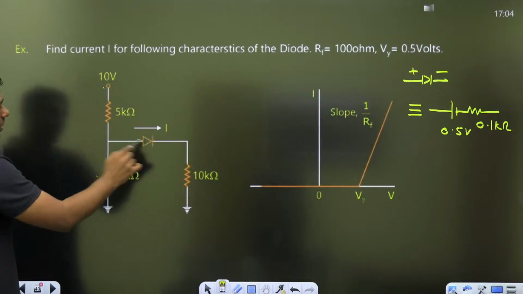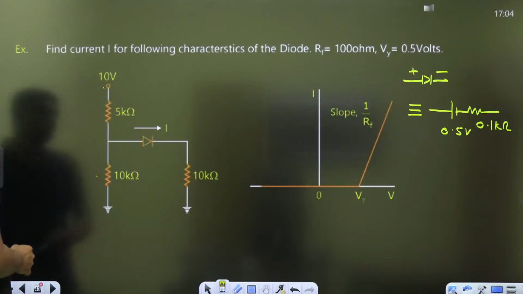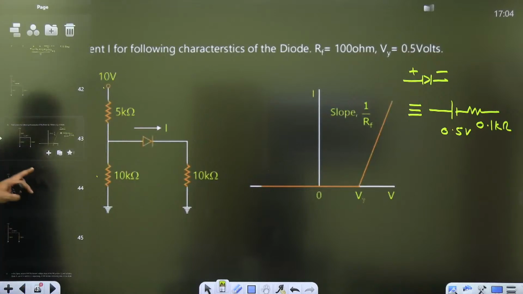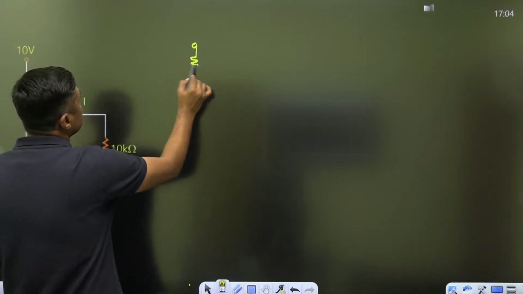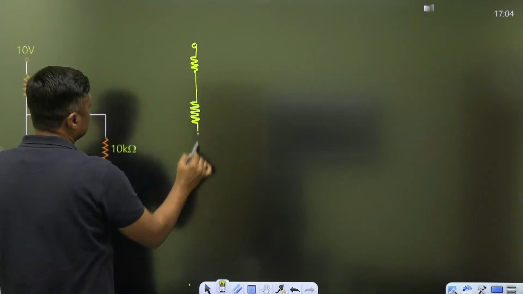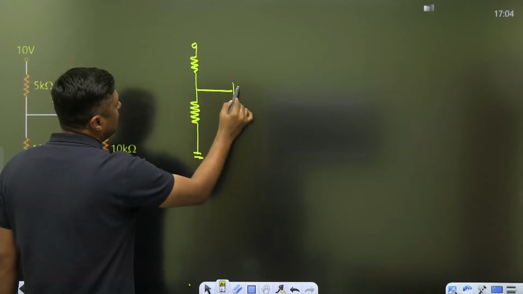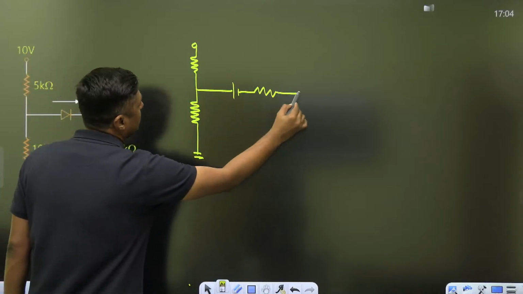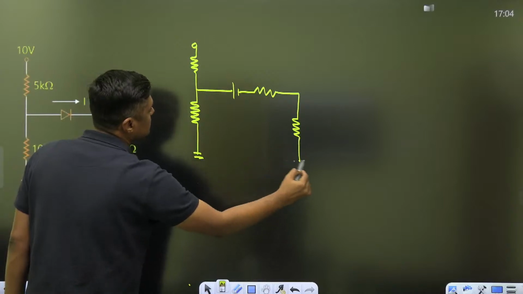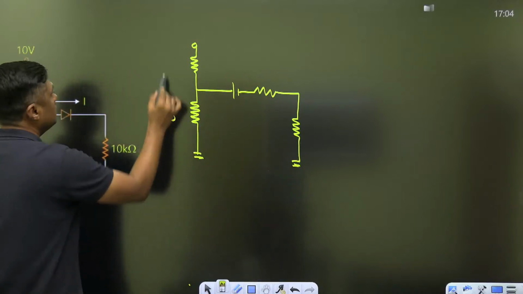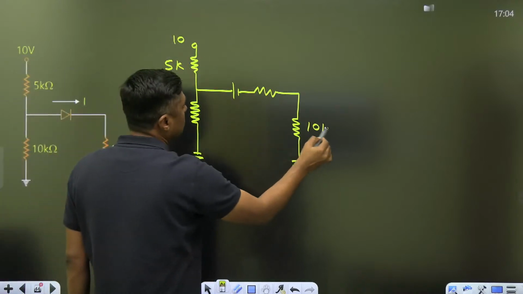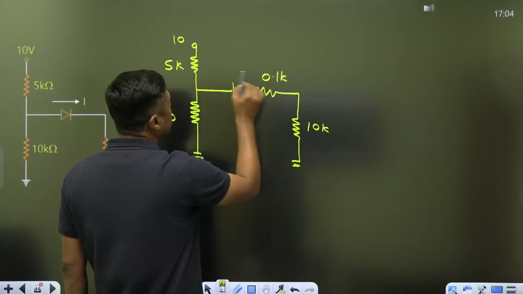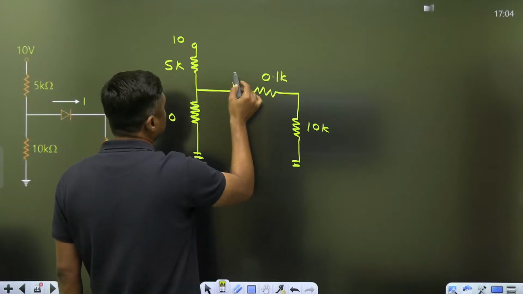Because of this 10 volt battery, the diode is on. So what is the practical condition? You have to replace this diode by V gamma and one RF, and then this resistor. This is the 10 kilo ohm, 5 kilo ohm. This is the 10 volt battery. This is the 10 kilo ohm. This is the 0.1 kilo ohm, and this is the V gamma. What is the V gamma? 0.5 volt.